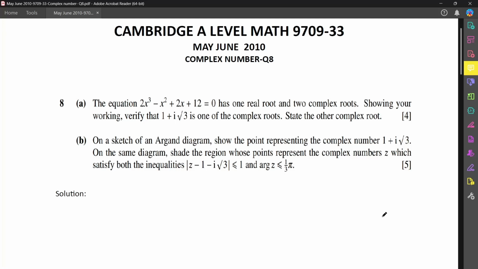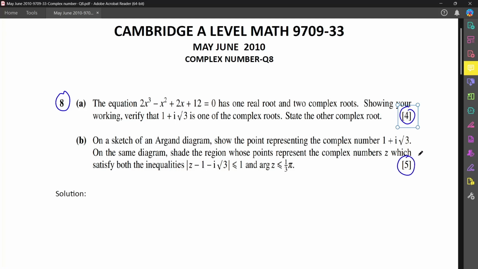So today we're going to see the solution for the complex number question, which is from May June 2010. This is Cambridge A Level Pure Maths 970933. So let's quickly get into the question now. This question is number 8 and it's a total of 4 plus 5, 9 marks.